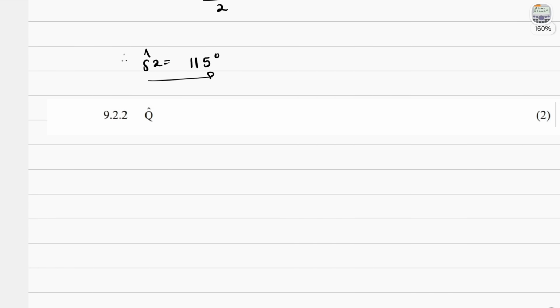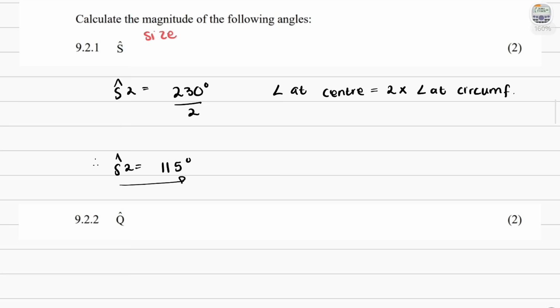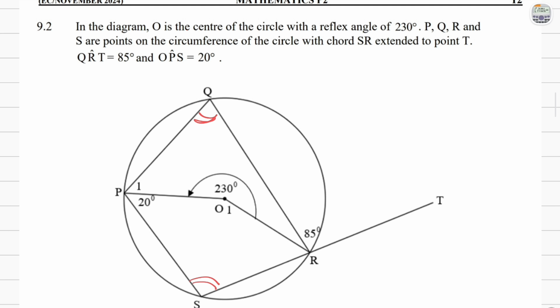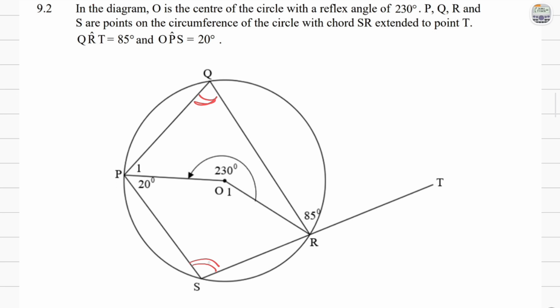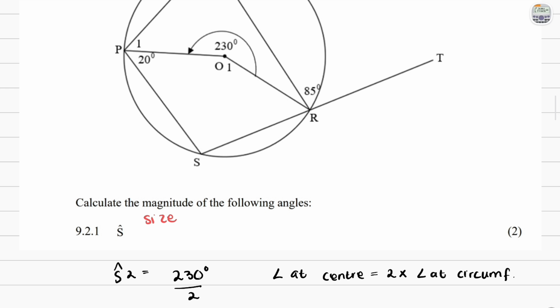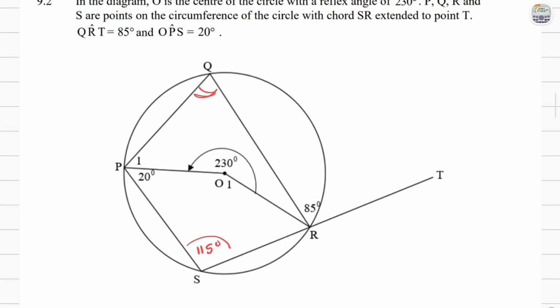Question 9.2.2 asks us to find the size of angle Q. As we can see, angle Q is right opposite angle S. So using the theorem above that we just proved, this is 115 degrees. It's always good to write down the angles that you find.